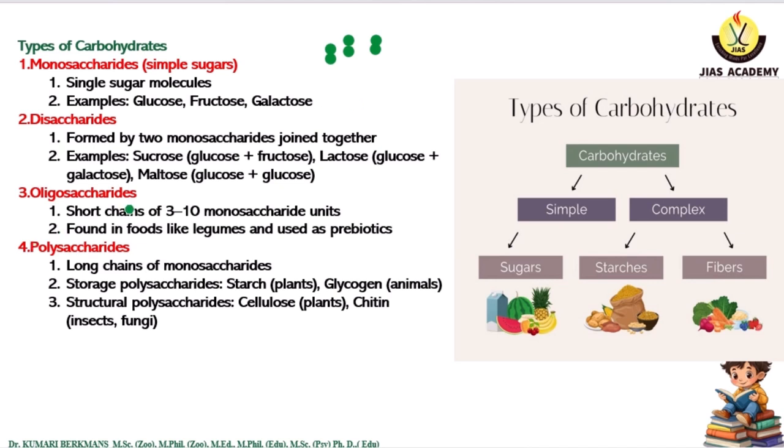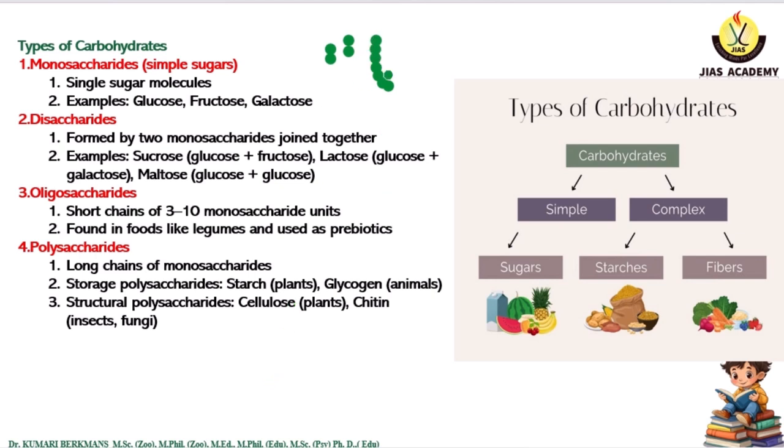Coming to the oligosaccharide, that means 3 to 10. For example, if it is 3 molecules of glucose, it is called an oligosaccharide. So it may be 3 to 10, maybe 5 or 6 or 7 or 8. So these are called oligosaccharides. Example, the legumes. Coming to the polysaccharide, it is a long chain of monosaccharides.